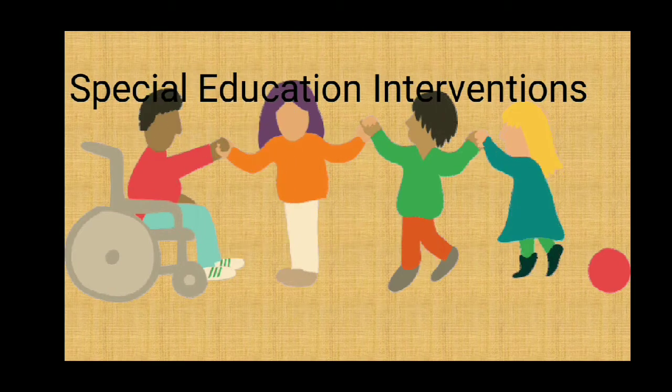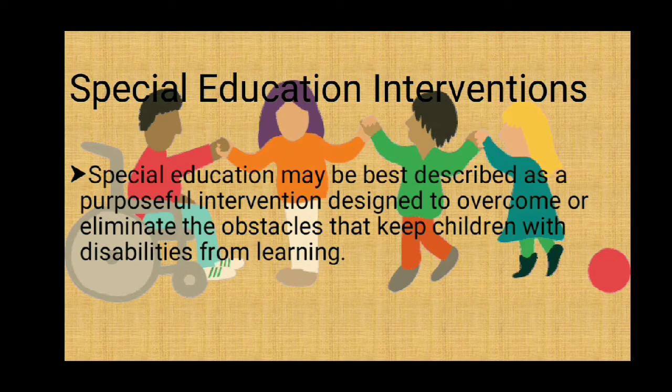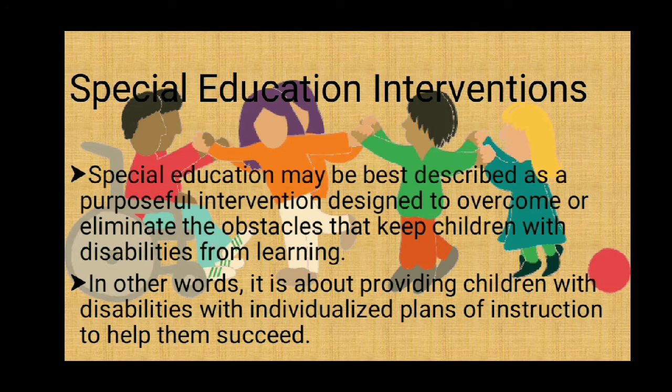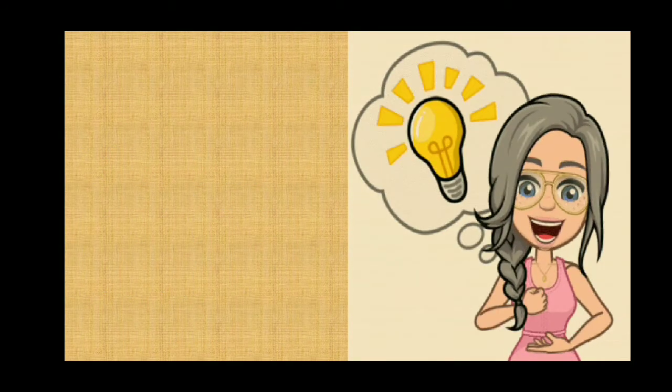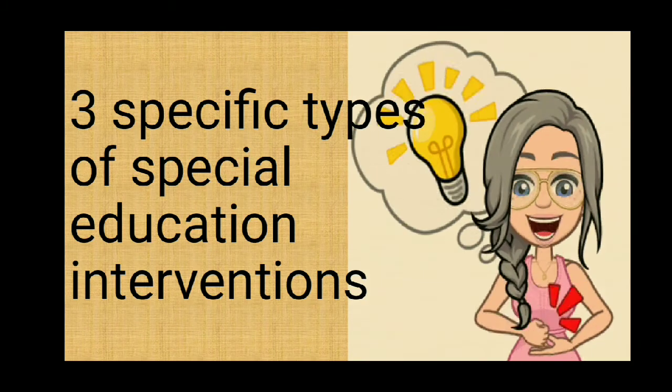special education intervention. So when we say special education intervention, it may be best described as a purposeful intervention designed to overcome or eliminate the obstacles that keep children with disabilities from learning. In other words, it is about providing children with disabilities with individualized plans of instruction to help them succeed. So there are three specific types of special education intervention.